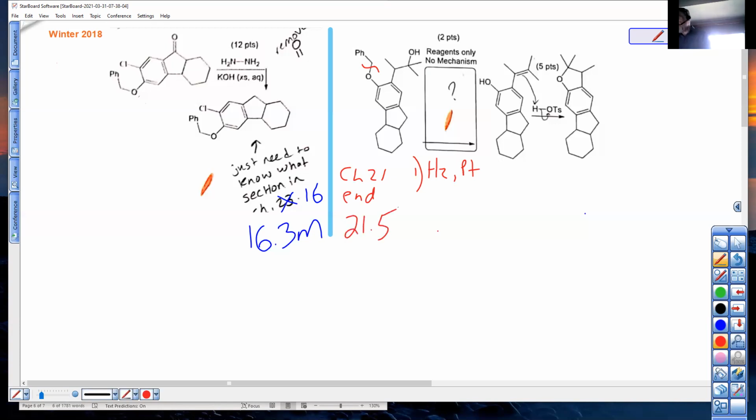Perhaps our table of contents should be expanded. I would think that would help. But we're where we are. Hydrogenolysis is the name of that.